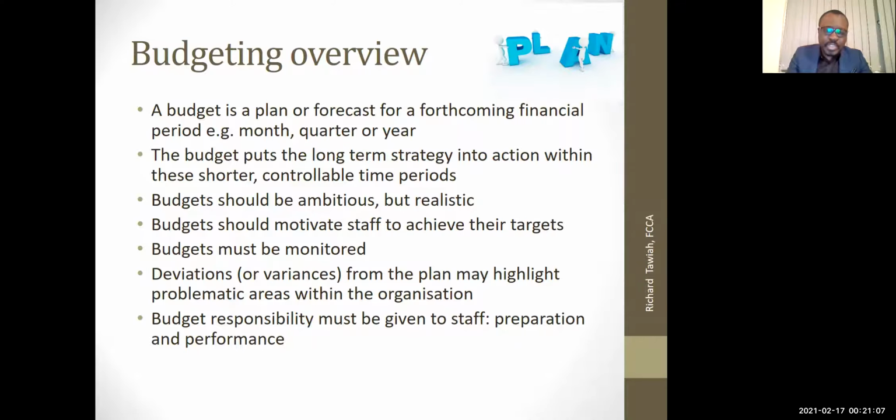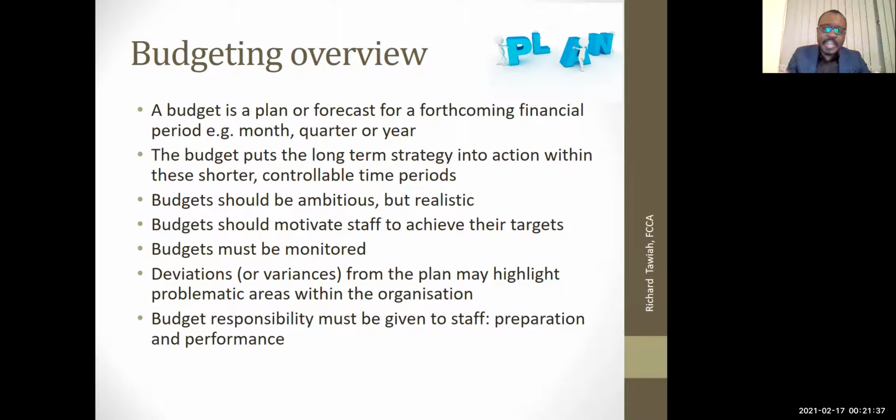okay? Budgets should be ambitious, yes, forward-looking, but they must be realistic. So don't try to prepare budgets which are out of place. Now, it should be such that it can motivate the employees to achieve their targets. So don't make it so rigid, make it quite inducing so that employees can use it to work hard and achieve their performance targets. Like I said, they must be controlled, we must manage them, we must monitor them, and check the budgets, the plans, against the actuals.